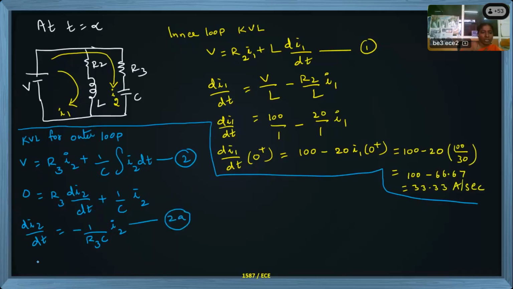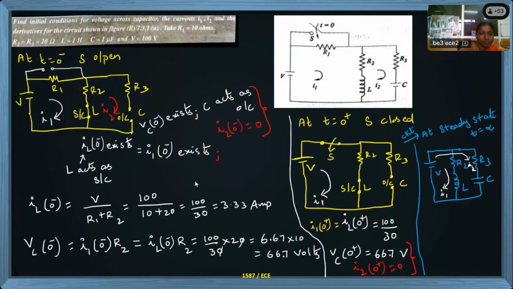Now this 2a I will calculate at 0 plus. It becomes minus 1 by R3C into I2 of 0 plus. So what happens? I2 of 0 plus we got 0.